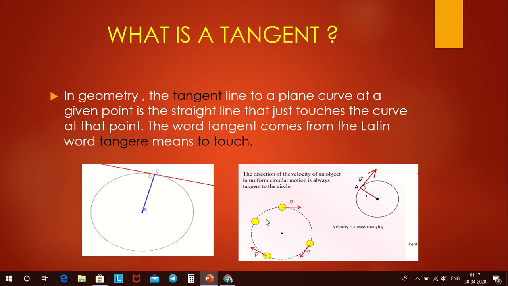Like you can see this yellow object which is moving along a circular path, and at every point, first thing to be noted, at every point the direction is changing. And every time the direction of motion is forming a 90-degree angle with the radius of the circle.